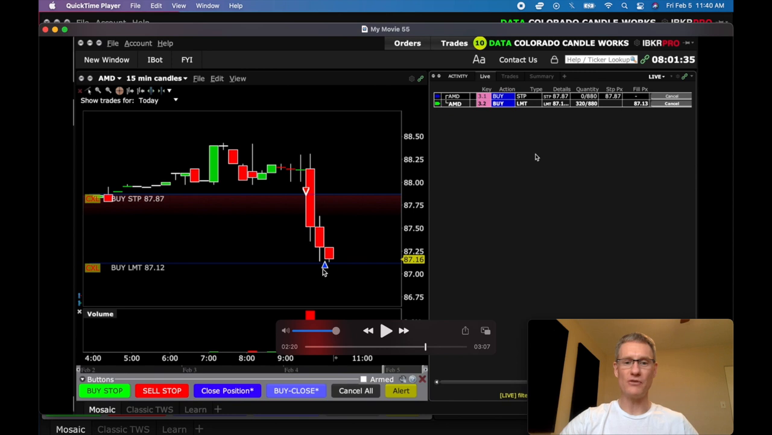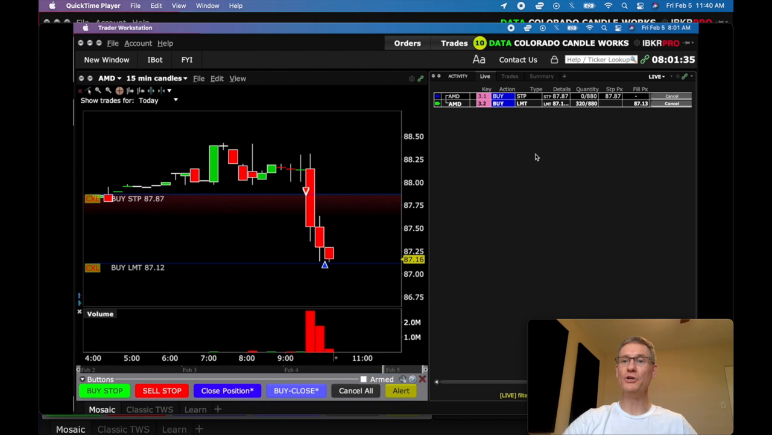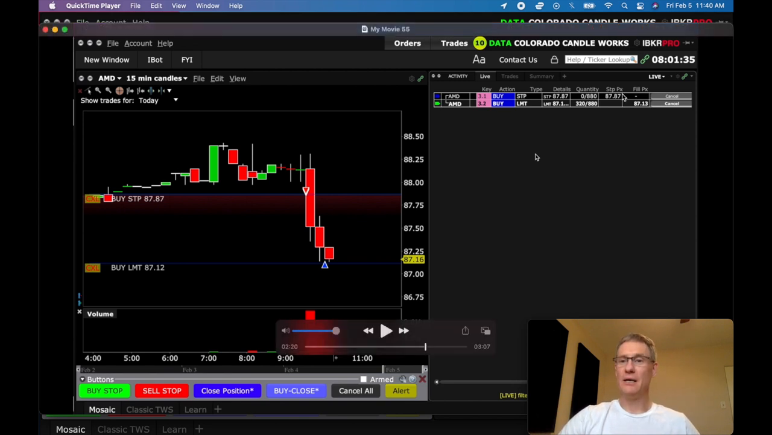So you can see that triangle came out. I just got a partial fill, and you can see right up here, I just filled 320 of my 1,200 shares. But notice what the platform did. I still have 880 shares remaining, and it went ahead and updated my stop loss to be for 880 because this could be a problem.